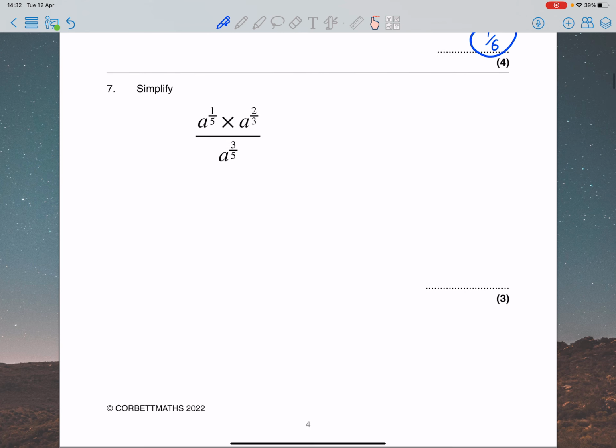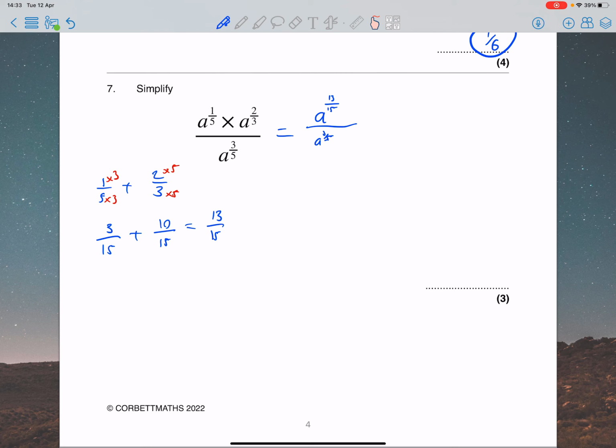Next, simplify this. Well, index laws. With laws of indices, when you times and you've got the same base, you add the powers. So at the top, we're going to add the powers. So that's a fifth is one of the powers. And we're going to add 2/3. So again, to make the denominators the same, times by 3, times by 3, times by 5, times by 5. And then that becomes 3 over 15 plus 10 over 15. And that's going to give us 13 over 15. So that's a to the power of 13 over 15 divided by a to the power of 3 over 5.